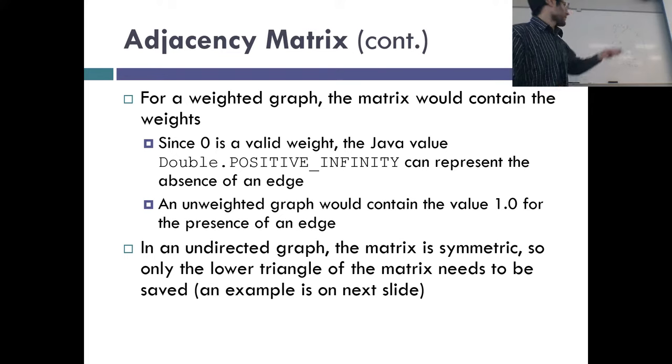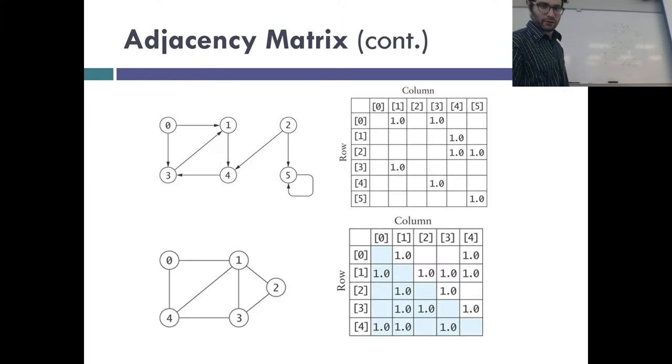Now, this is for directed graphs. We've just been covering directed graphs here. For undirected graphs in adjacency matrices, because undirected graphs are symmetric, we would have a symmetric matrix. So if this was undirected, C to B would imply B to C. We can actually just store half of the array, the lower triangular portion of the matrix.